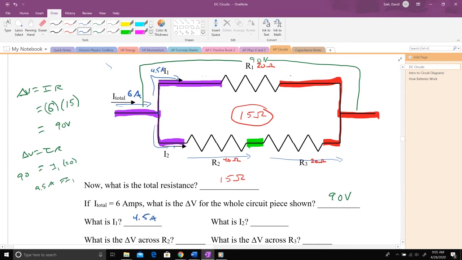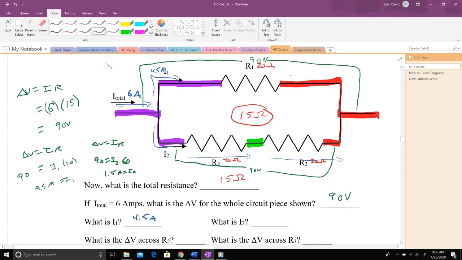What's the current going through the bottom now? Well, we could use Ohm's law again. We could do the same trick for this bottom branch. Again, we'd be looking at just the bottom branch, from purple to red. The delta V here, that's just purple to red. I already know that for the bottom branch, the same as the top branch, it's going to be 90 volts. And doing delta V as IR this time for the bottom branch, I'm going to have 90 volts equal to the current through the bottom, I2, that I'm trying to find, times the resistance of the bottom. That whole bottom branch had a resistance of 60. 90 divided by 60, that's going to give me 1.5 amps for I2.